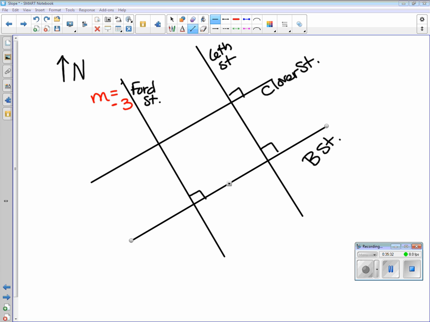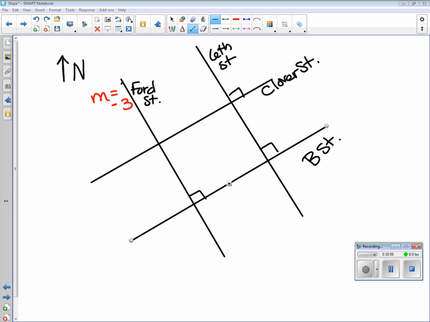Okay, are we ready? Looks to me like we have an answer. All right, so we don't have a coordinate grid, right? We just have these street names, and we're told the slope of one of the streets. And we're really asked some questions here about finding all the other slopes, right? So we are told that we have two pairs of parallel lines.